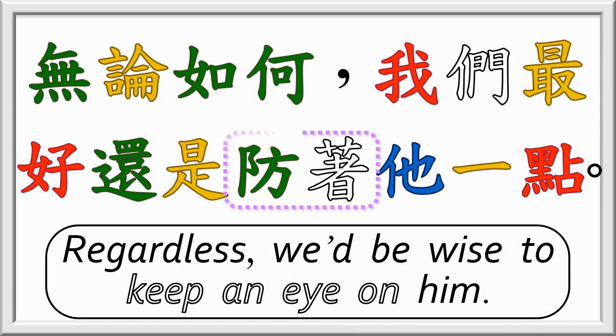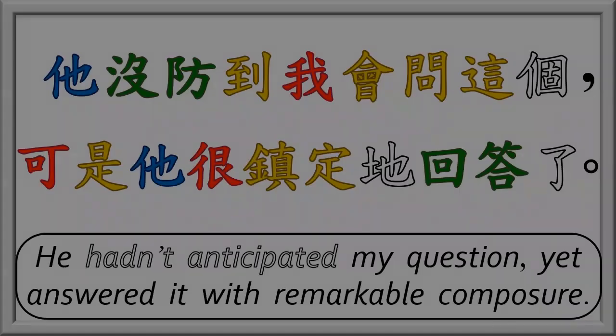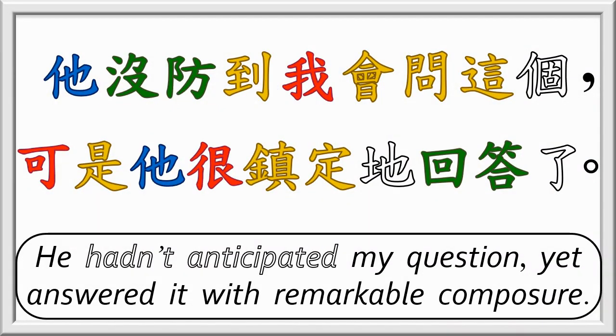无论如何，我们最好还是防着他一点。Regardless, we'd be wise to keep an eye on him. Literally, we'd be wise to take precautions against him. 他没防到我会问这个，可是他很镇定地回答了。He hadn't anticipated my question, yet answered it with remarkable composure. Literally, he'd given no thought to preparing for such a question.